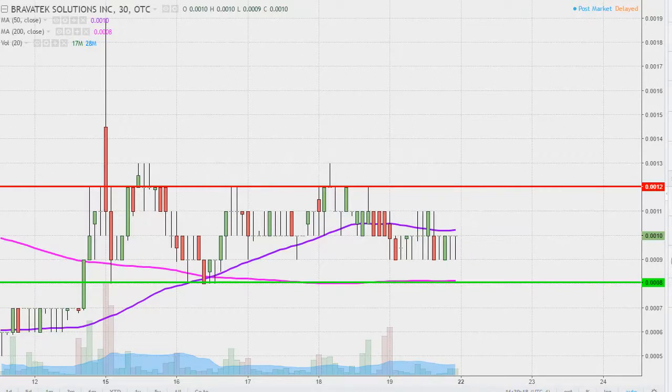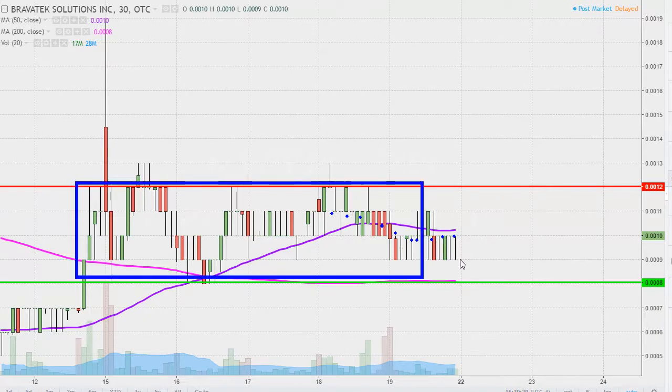Real quick, what do I mean by 30-minute in case maybe you're new to charts? Instead of each one of these candlesticks here representing 1 day's worth of price action, which is what you would normally see, each one represents 30 minutes. So while this here may look like the past few months worth of time, it's actually just the past several days broken down into 30-minute time slices.